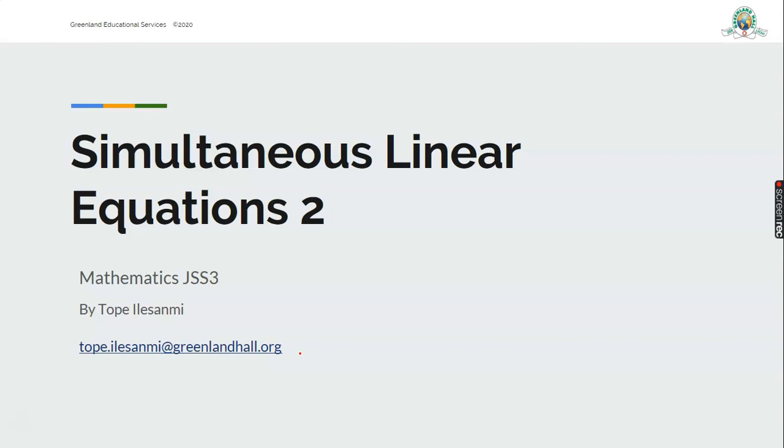We talked about the first method, which was the substitution method of solving simultaneous linear equations. So this morning we are going to continue from where we stopped, and which will be method 2, which is the elimination method. So I think you are set for this class. Please be set.